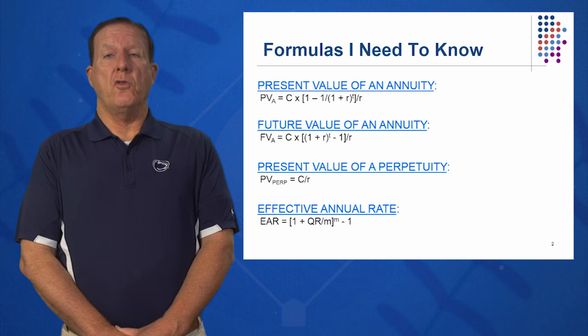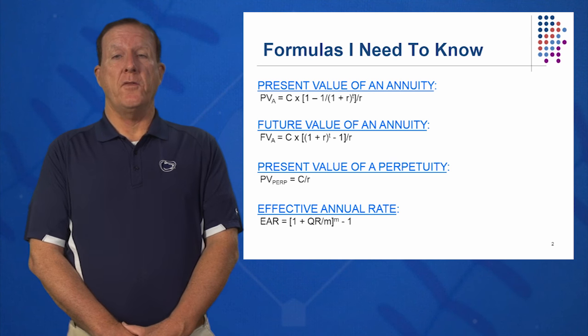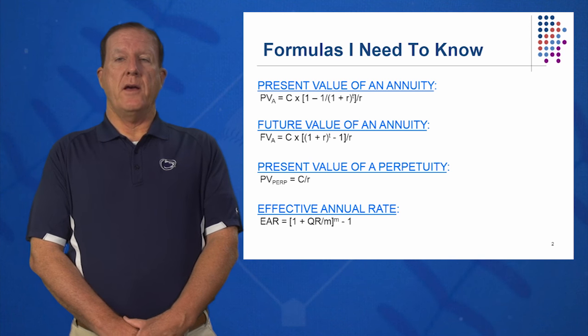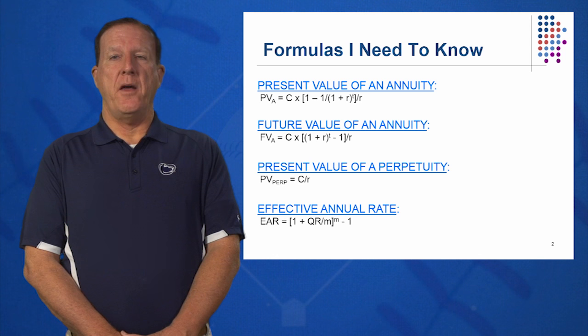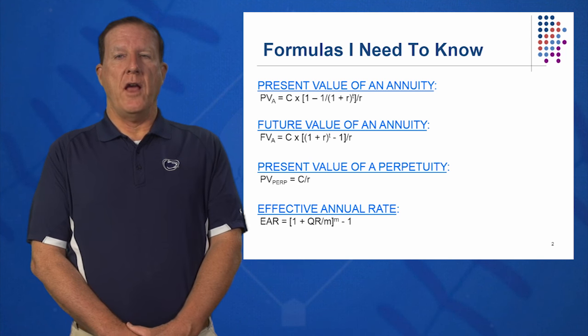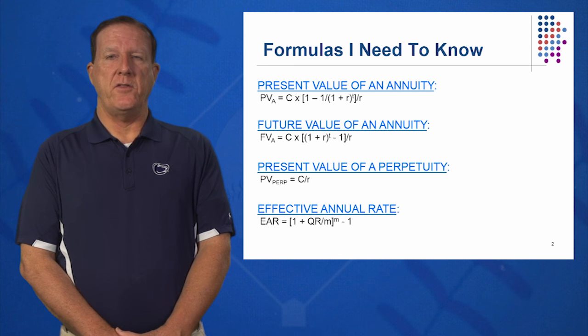We're going to look at several formulas. First of all, present value of an annuity. What is an annuity? An annuity is the same amount each month, same amount each period, same amount each year. An example of an annuity in your life might be your rent, if you pay the same amount each month.